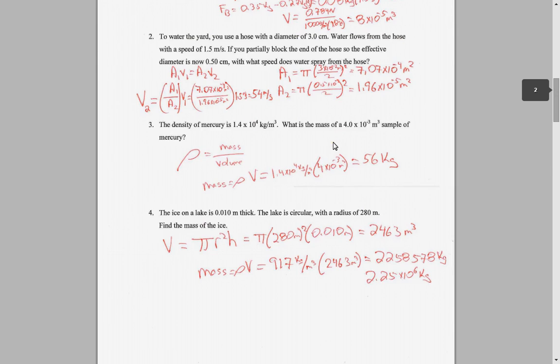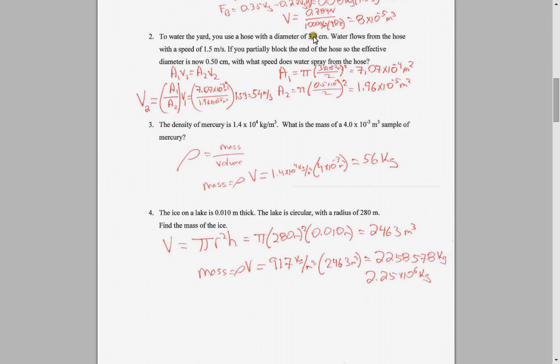All right. So if you're going to water your yard and you use a hose of diameter 3 centimeters, water flows from the hose with a speed of 1.5 meters per second. If you partially block the hose to an effective diameter of 0.5 centimeters, what is the speed that the water flows with? So area equals pi r squared.